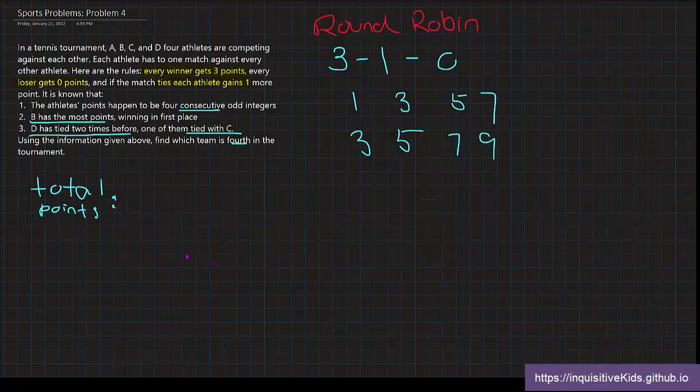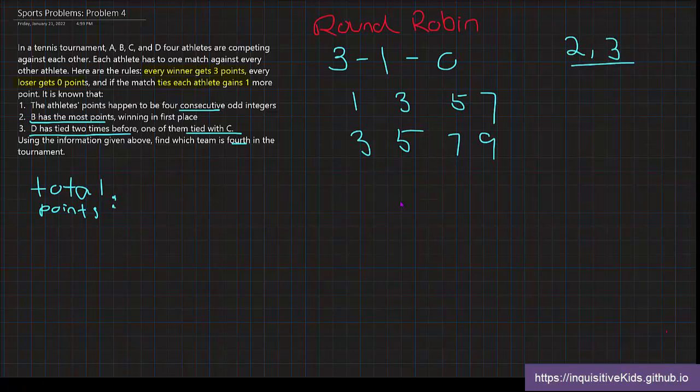So let's see what could be the total points. If it was a tied match, it would be 1 plus 1, and 1 plus 1 results in 2. And if it's a winner-loser match, it would be 3 plus 0, which equals 3. So for one type of match, the total number of points would be 2. For another type of match, the total number of points gained would be 3. So 2 and 3. We'll keep that there for now.